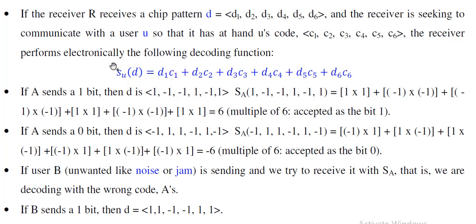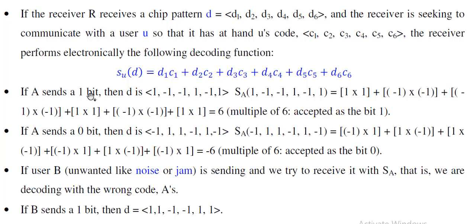Now, for this result to be legitimate, to be acceptable, it should be either 6 or minus 6 in this example. Okay, 6 means this is the bit 1, and minus 6 means the bit 0. Otherwise, we have a problem, we have an interception, and the data is rejected because it's not our data.